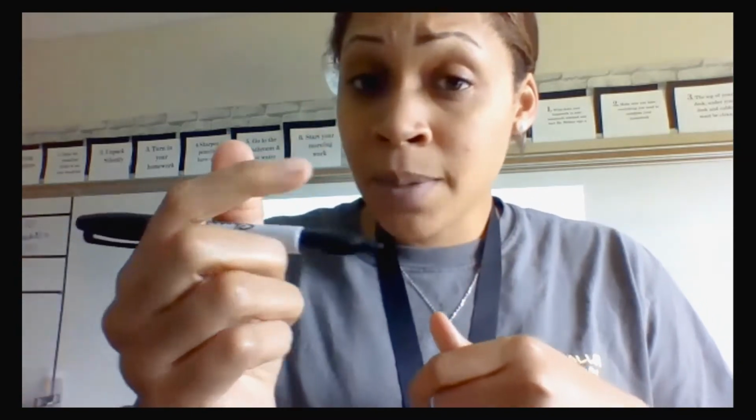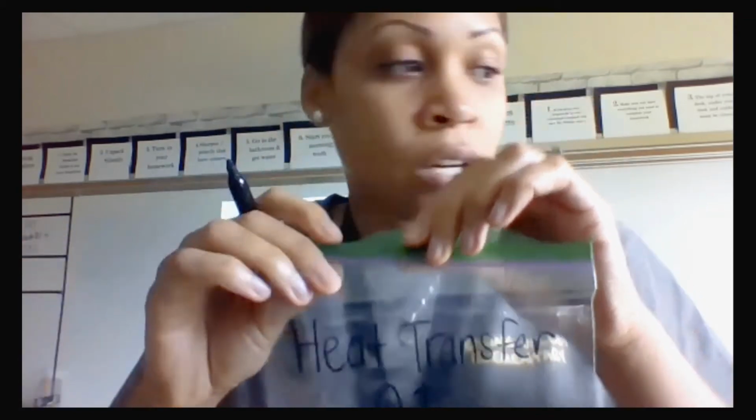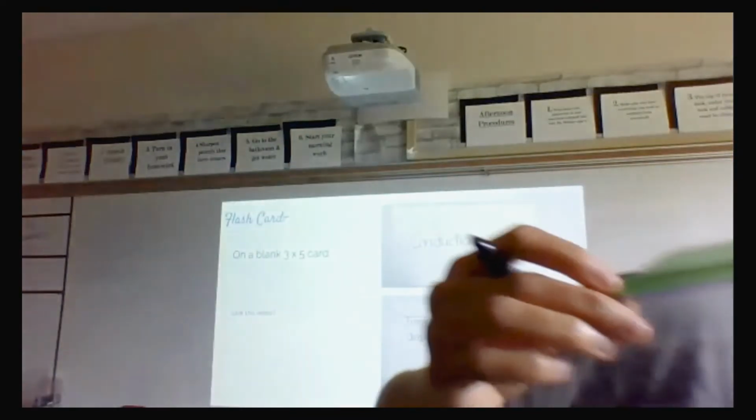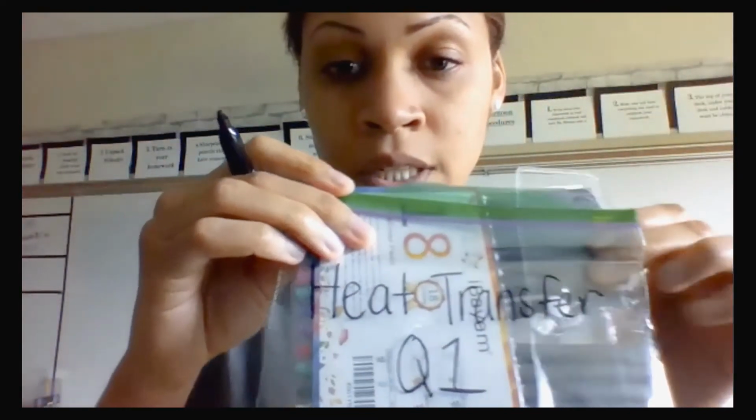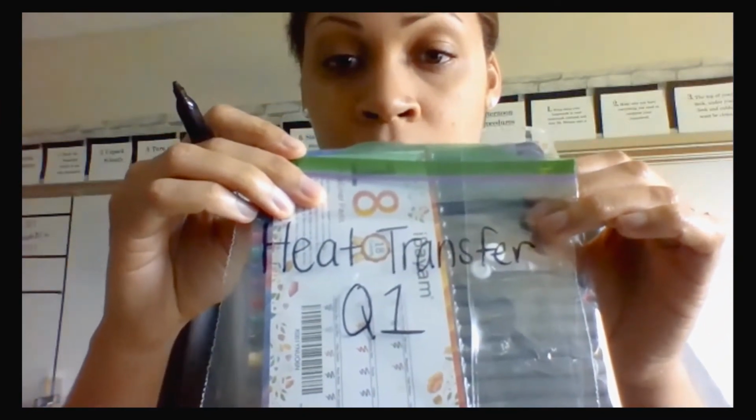But I am going to take my Sharpie and I'm going to write on my bag. So on my bag, I'm going to write heat transfer, because that's the name of the whole unit. We're going to do heat transfer for all of quarter one. Heat transfer for Q1. And I know this is hard to see, so there you go. It says heat transfer Q1. And then I'm also going to put my name at the bottom, because this is my bag of flashcards.